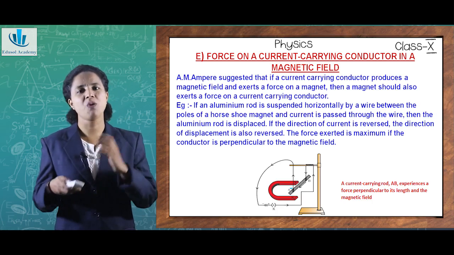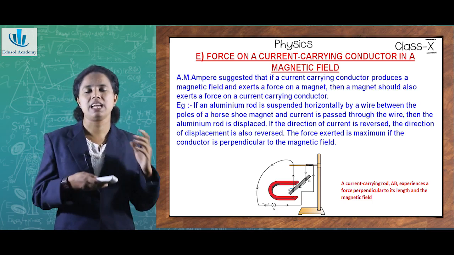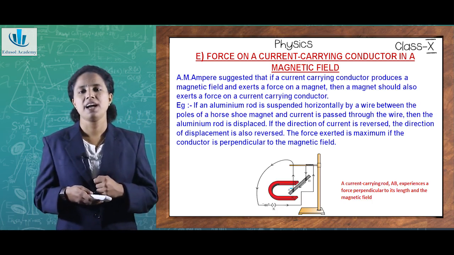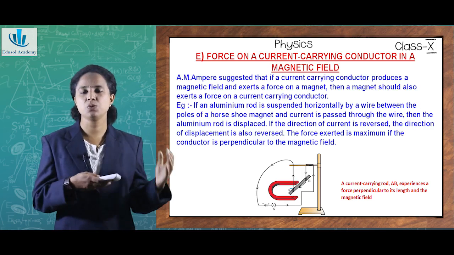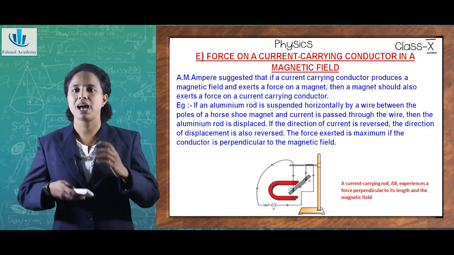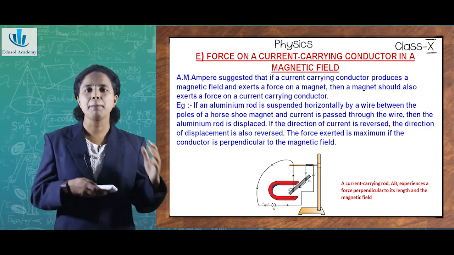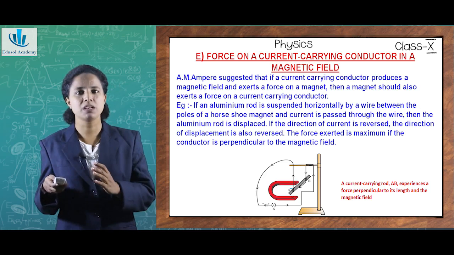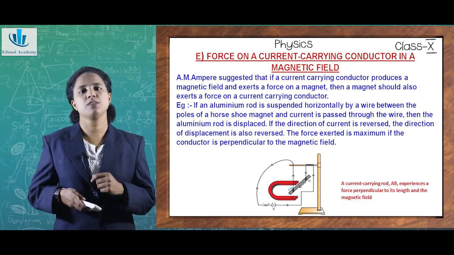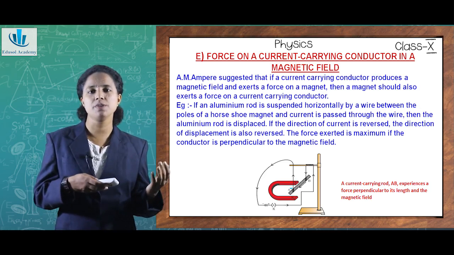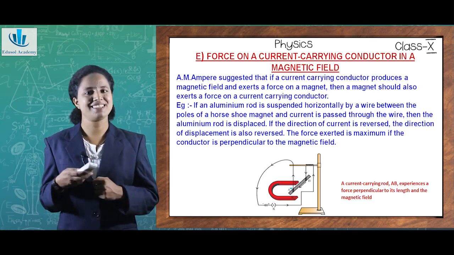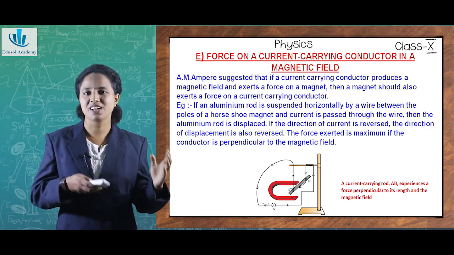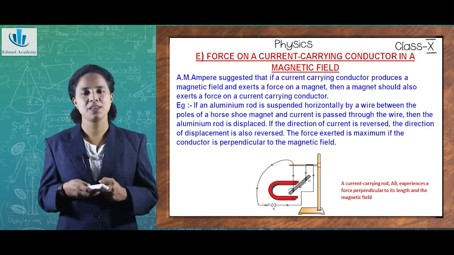So what is the force on a current carrying conductor in a magnetic field? That is of very much importance. We know that the current has its unit as ampere, isn't it? So Ampere suggested that if a current carrying conductor produces a magnetic field and exerts a force on a magnet, then the magnet should also exert a force on the current carrying conductor, isn't it? So we have already said that magnetism and electric current are linked to each other, isn't it?